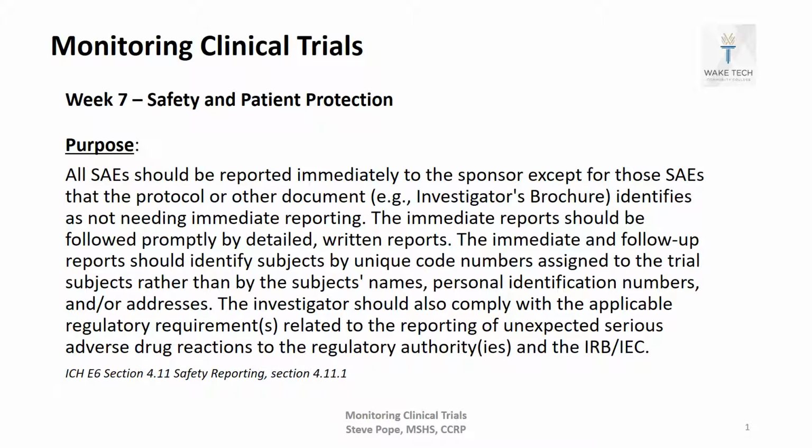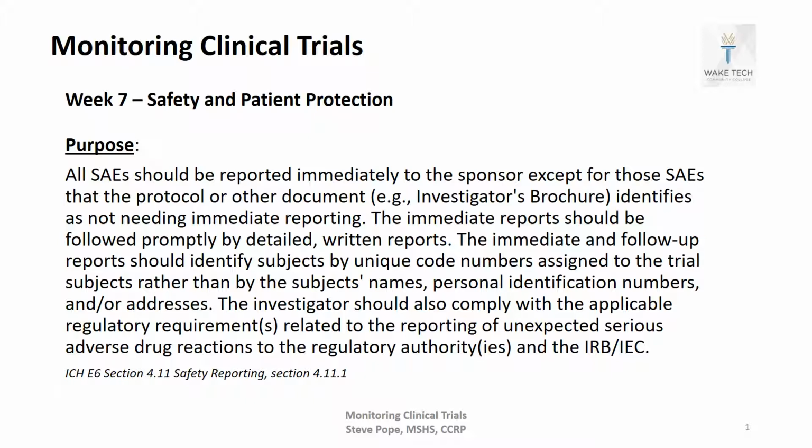All serious adverse events should be reported immediately to the sponsor, except for those SAEs that the protocol or other documentation, for example, the investigator's brochure, identifies as not needing immediate reporting. The immediate reports should be followed promptly by detailed written reports. The immediate and follow-up reports should identify the subjects by unique code numbers assigned to the trial subjects rather than the subjects' names, personal identification numbers, and/or addresses.